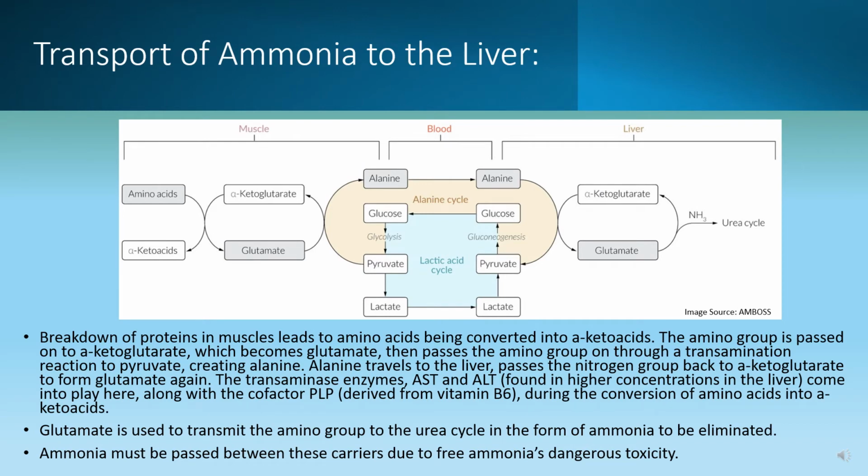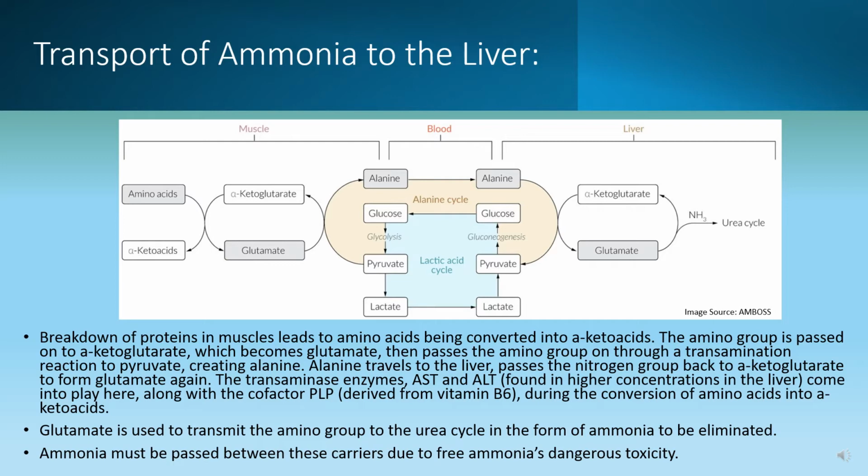So we know that ammonia is produced through the breakdown of proteins as a waste product from the nitrogens in the amine group of amino acids. All these waste products need to end up in the liver and need to be excreted. To reach the liver, ammonia must be carried by certain carrier molecules due to its toxicity.